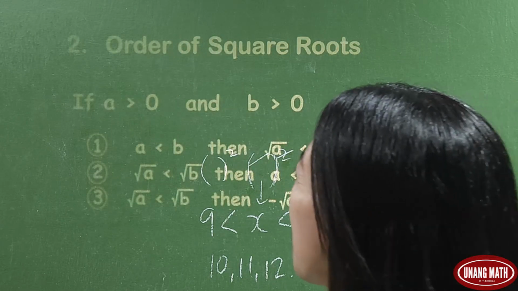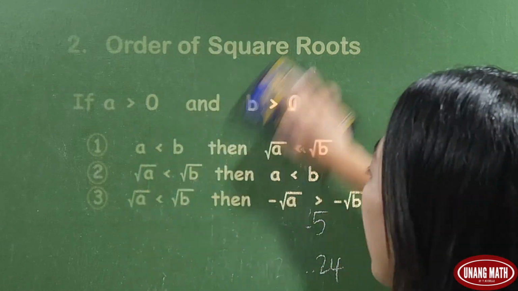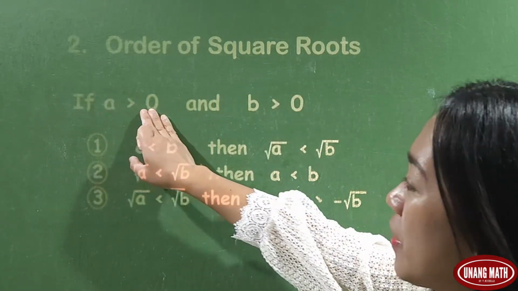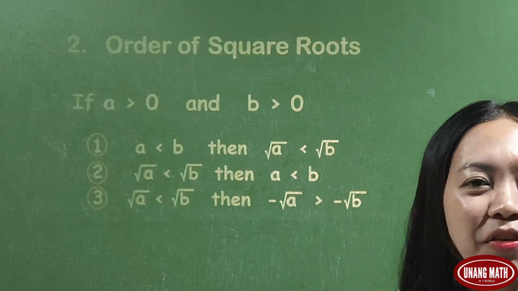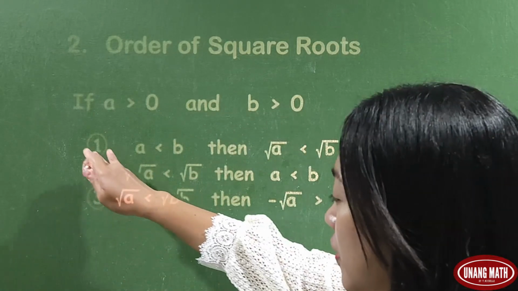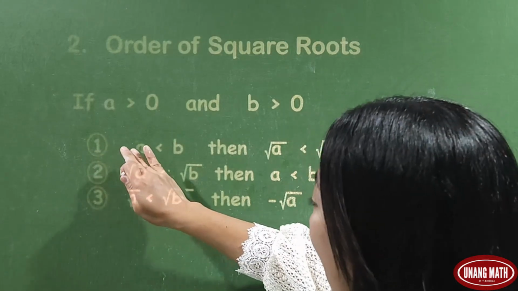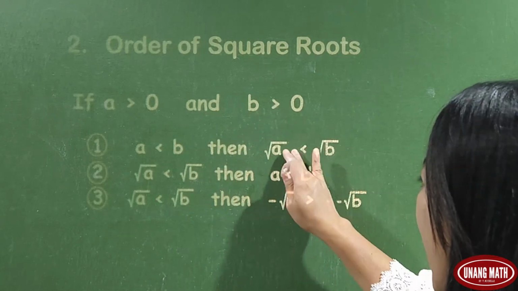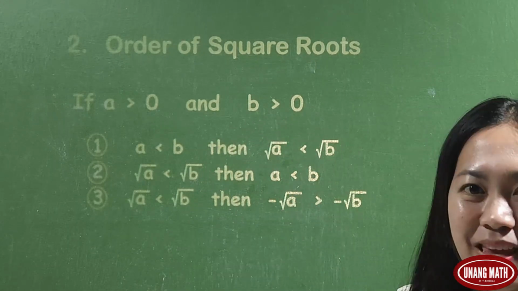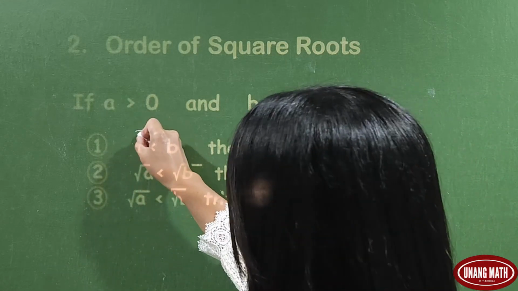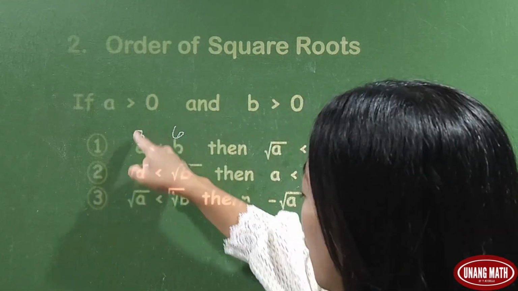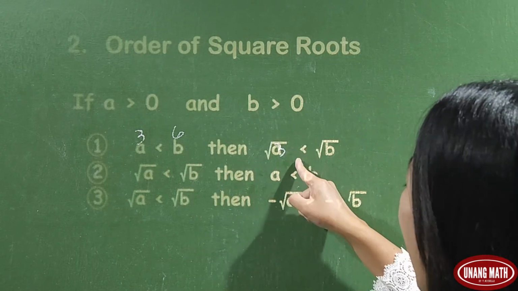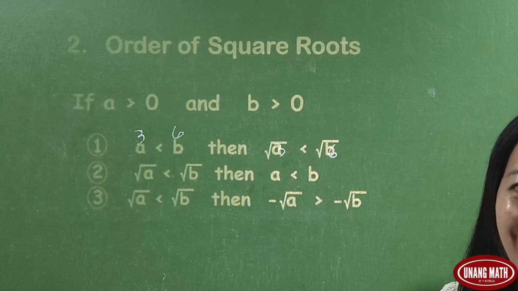Okay, now let's compare square roots. If A is greater than 0 and B is greater than 0, the first statement here says that if A is less than B, then square root of A is less than square root of B. Okay, example, A is 3 and B is 6. So 3 is less than 6. Then square root of 3 is less than square root of 6.